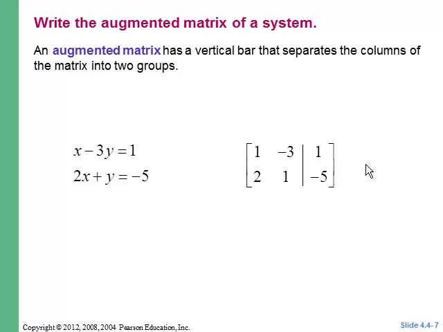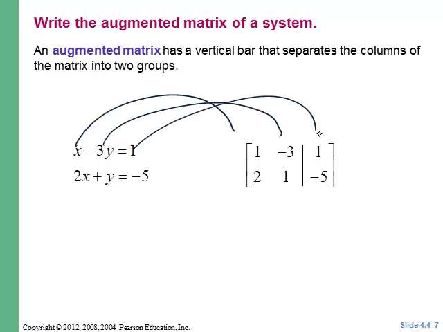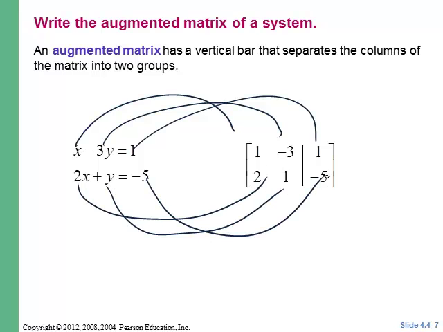So an augmented matrix is what we're going to talk about next. Notice 1, negative 1, 1, negative 3, and 1, 2, 1, negative 5. So we augment it by putting this line in there.